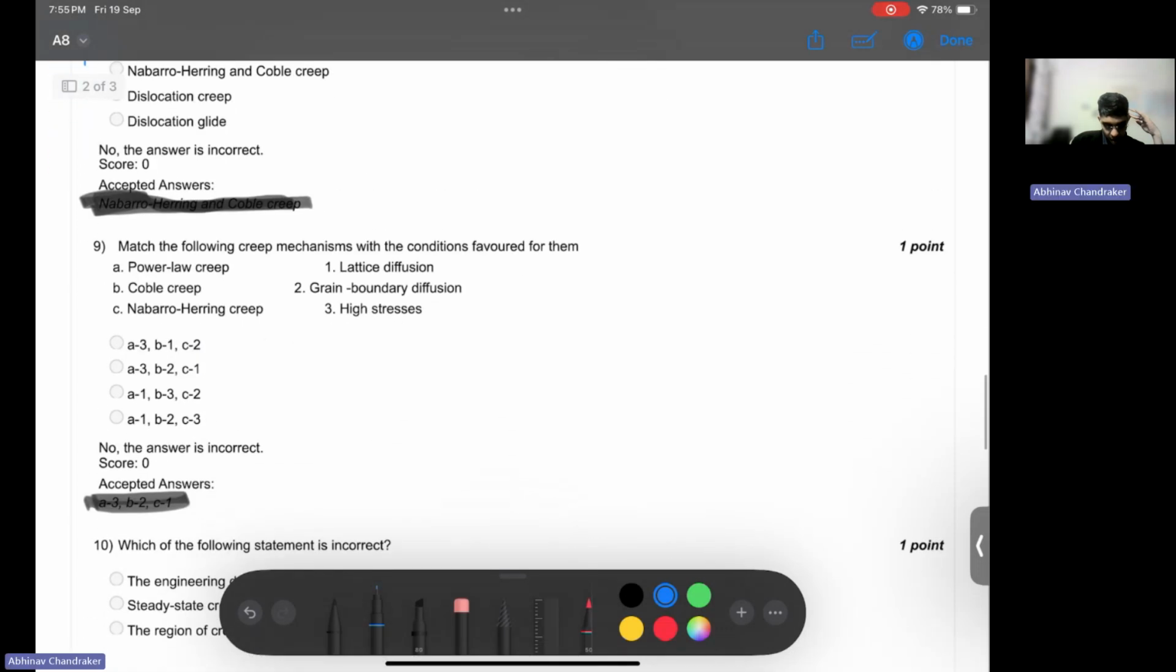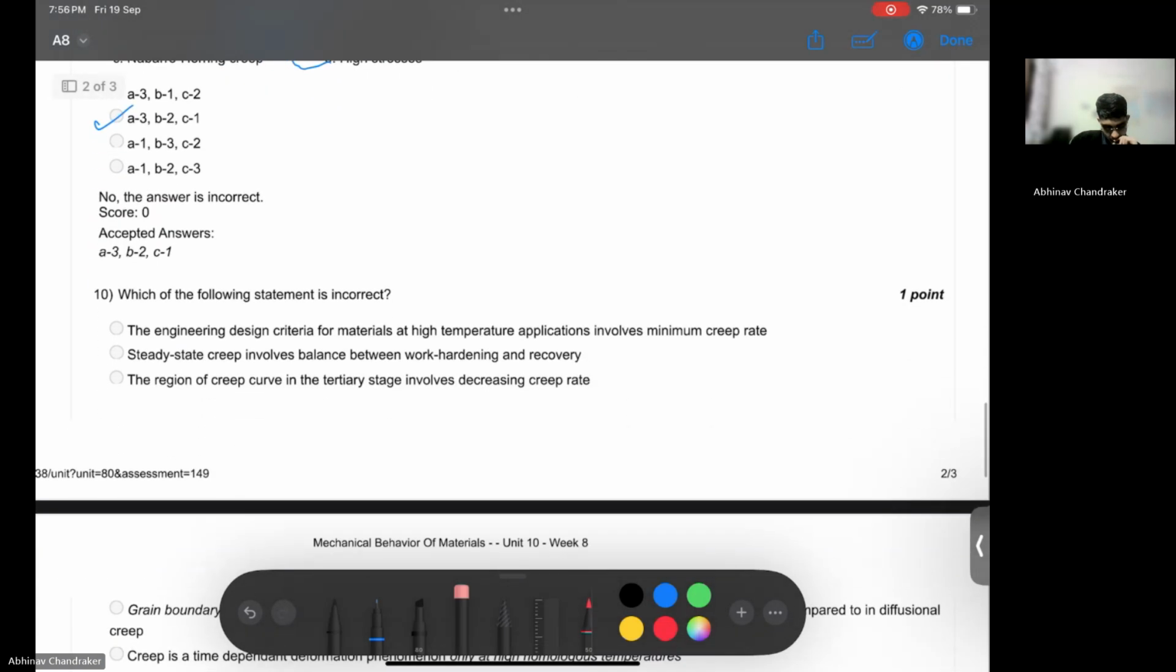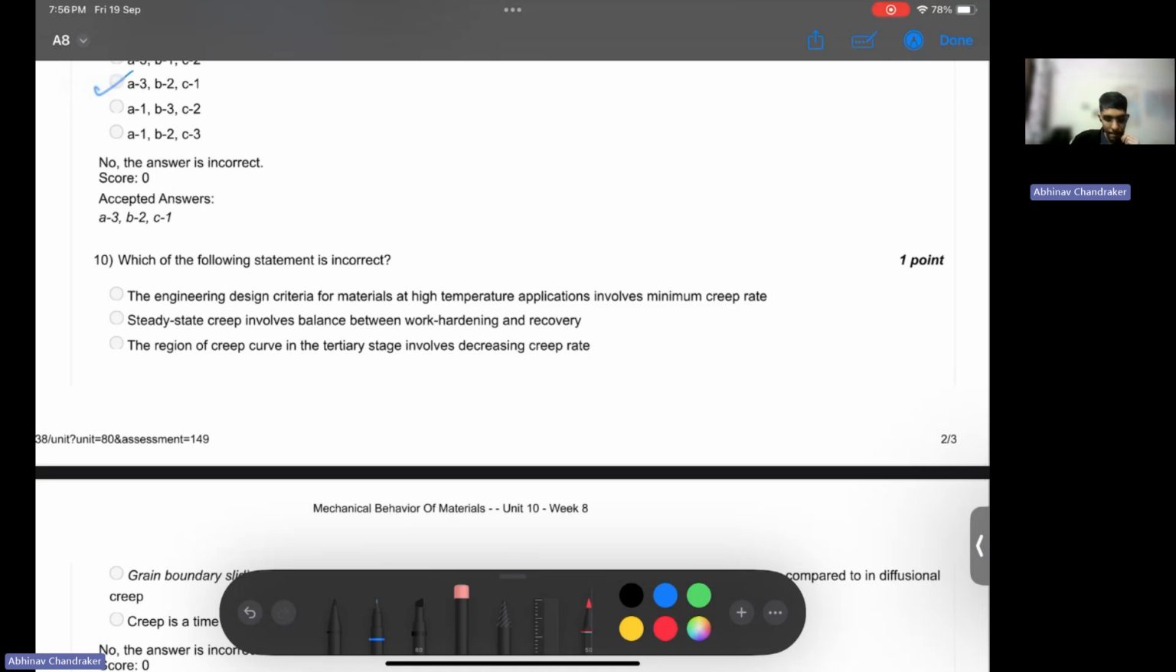Then match the following creep mechanisms with the conditions favored for them. Power law creep, Coble creep, Nabarro-Herring. Nabarro-Herring will be lattice diffusion, that is, Coble will be grain boundary. Power law will be at high stresses. So A3, B2, C1. Power law creep is more stress based because it involves dislocation climb and glide.